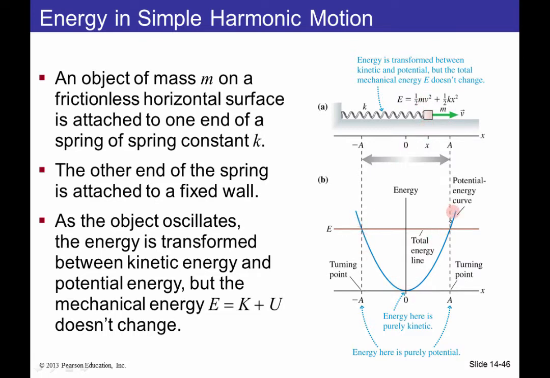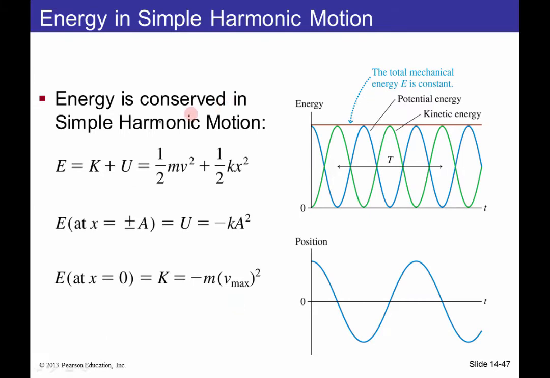So now we can plot the potential energy, and that is a parabola, like it is here. The potential energy goes from a maximum at minus A to a minimum at 0 to a maximum again at A. And at all times, this sum, kinetic plus potential, is constant. Energy is conserved. That means the total energy is always constant: 1/2 m v squared plus 1/2 k x squared is a constant.